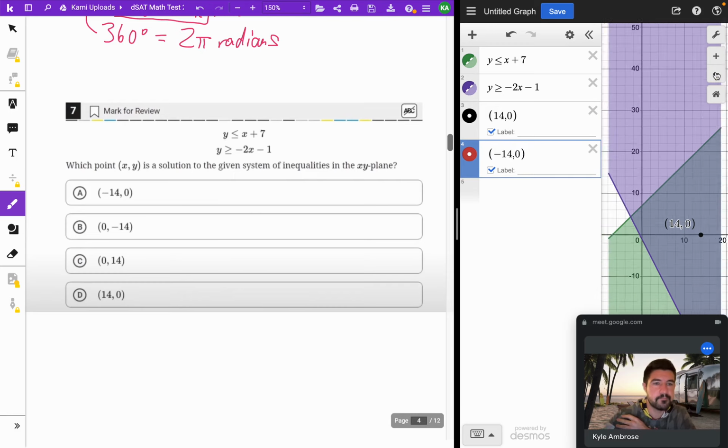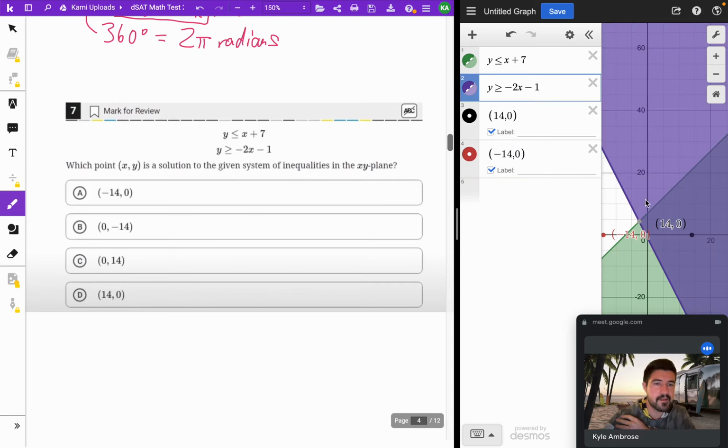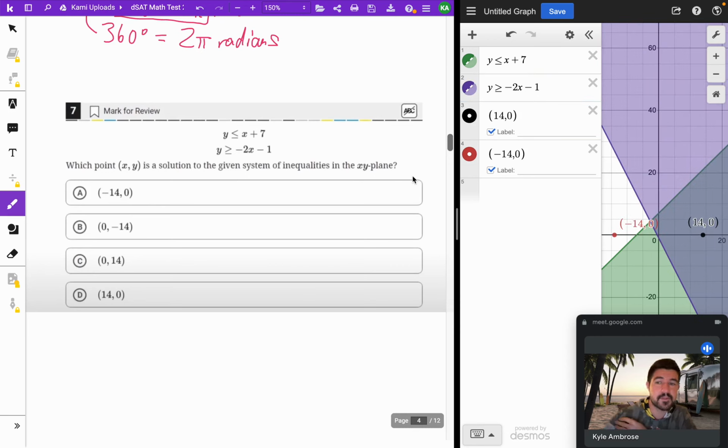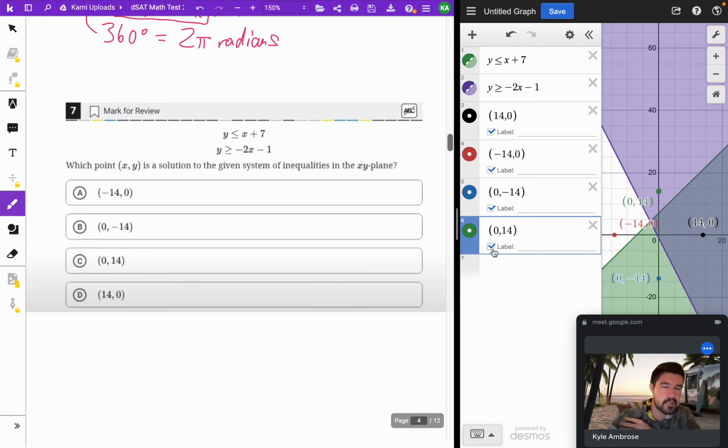The first one is not. You can see that now. And it's nice, Desmos will label these for you. That's A. A is wrong. B is also wrong. And C is also wrong. Okay, so the only one that's in the shaded region is D. D's the answer.